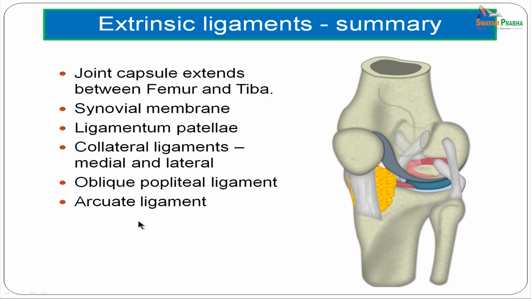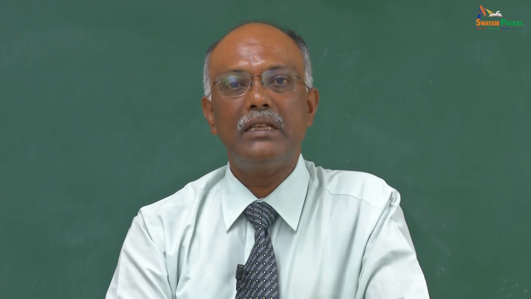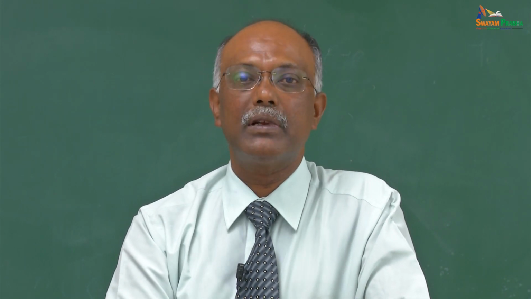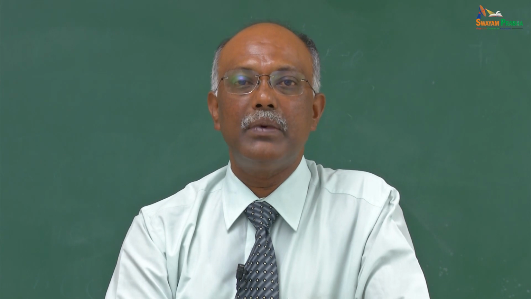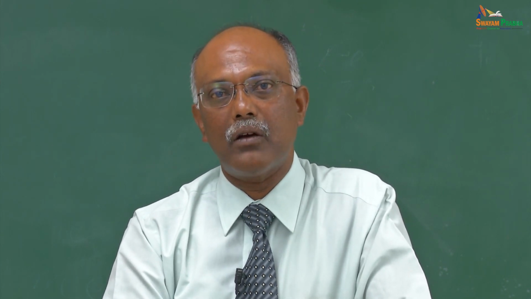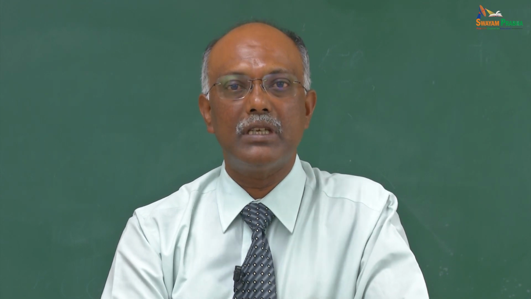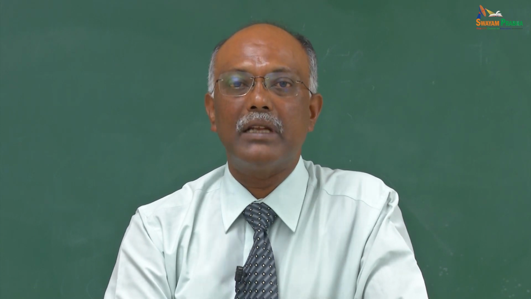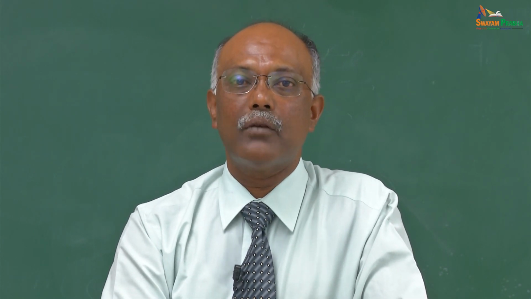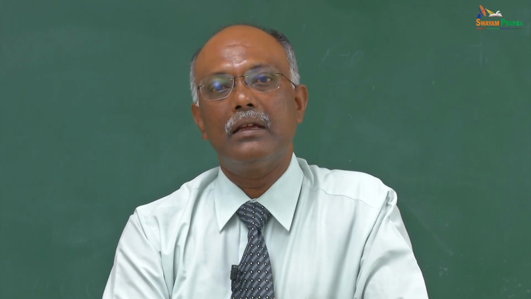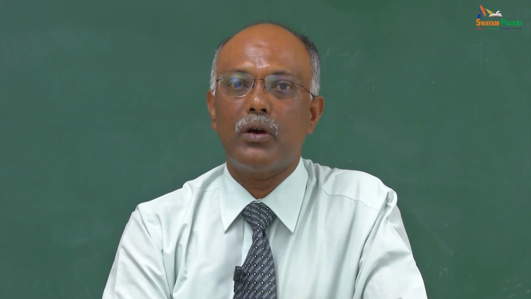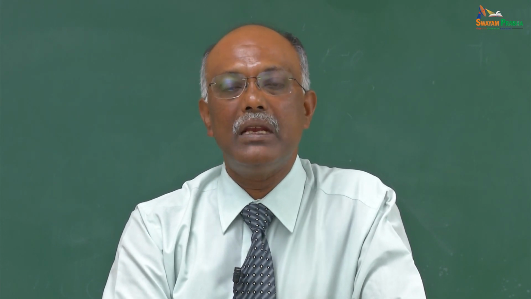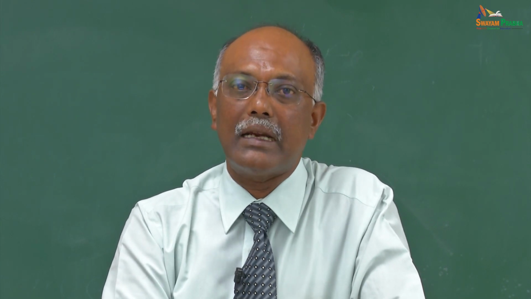So let's have a quick review of what we have studied so far. We have seen that the knee joint is a bicondylar joint. There are three articulations which happen between the condyles of the tibia and the femur, that is the medial condyle of the femur articulating with the medial condyle of the tibia, the lateral condyle of the femur articulating with the lateral condyle of the tibia, and the patella articulating with the anterior surface of the lower end of the femur. Functionally, this joint can be called a modified hinge joint with primary movements of flexion and extension, and small amounts of medial and lateral rotation are also possible at this joint.